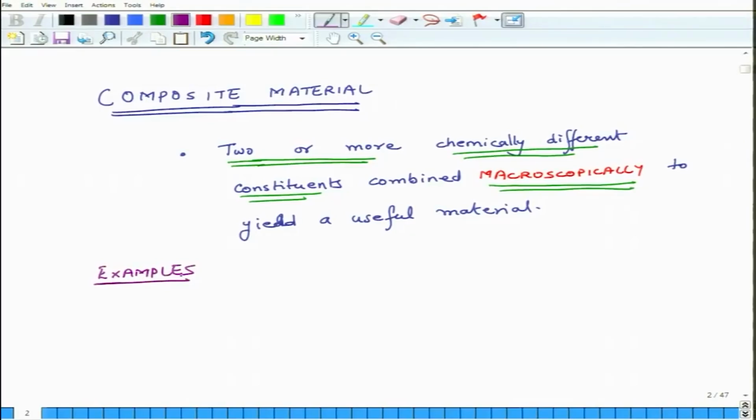So, these composites could be both natural or artificial or synthetic. So, let us look at some natural composites. One composite we come across very regularly in our day to day lives would be wood. Now, why is wood a composite material?